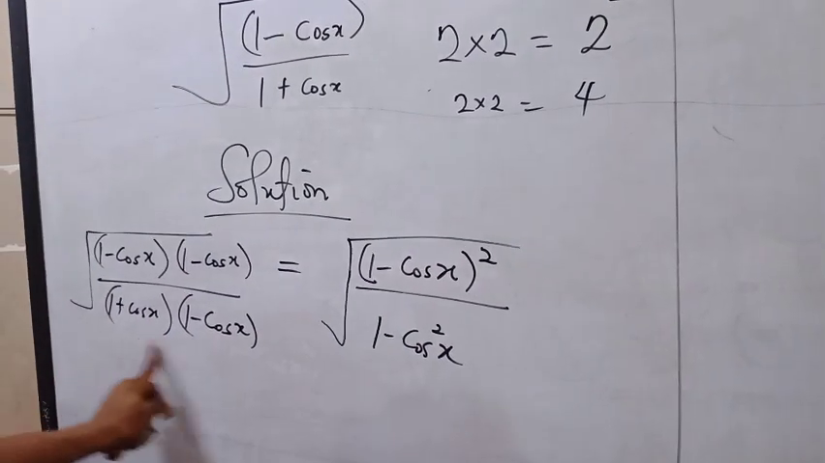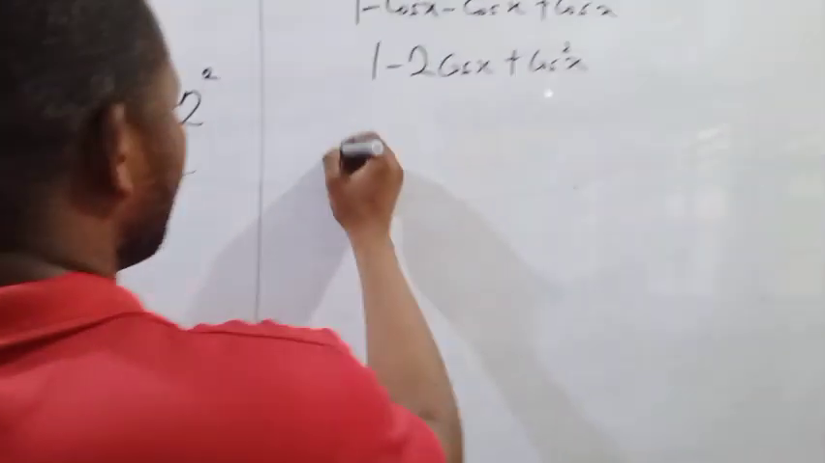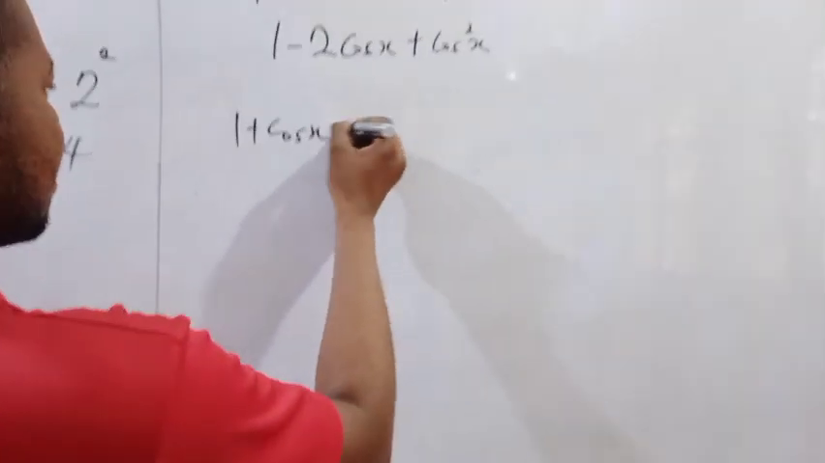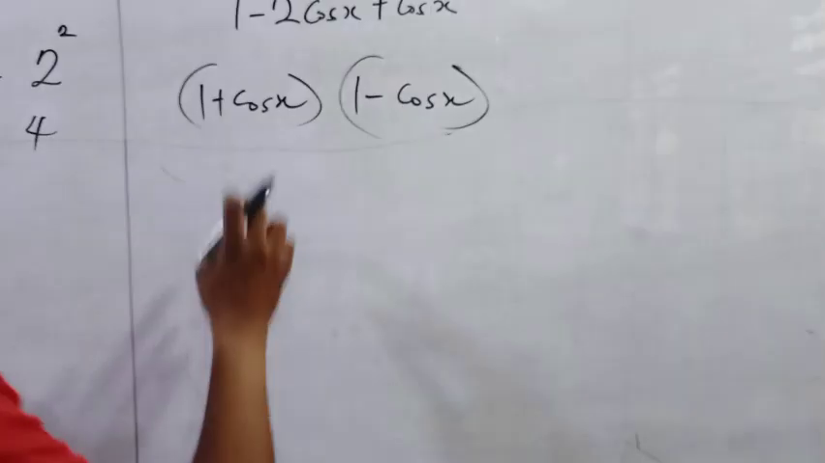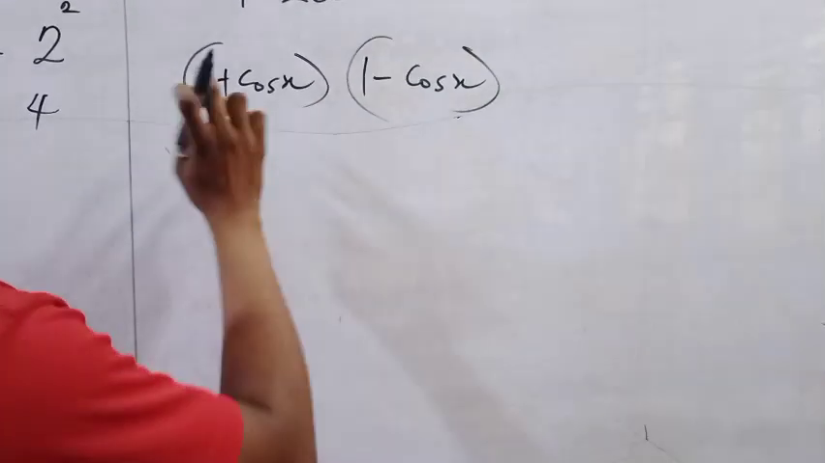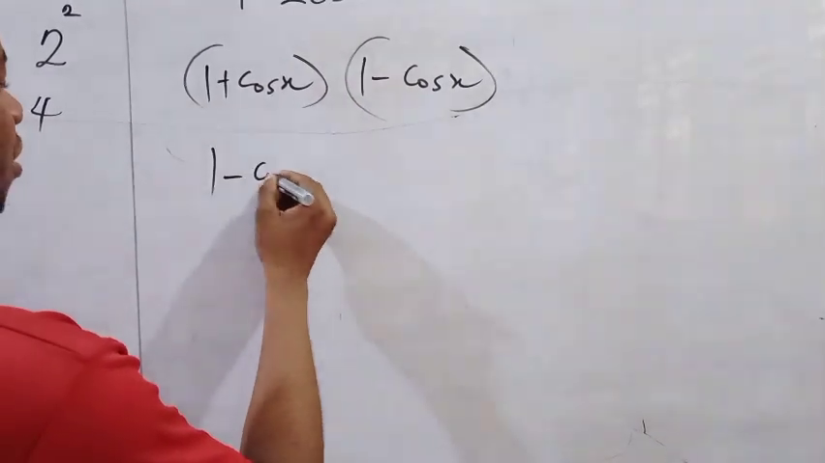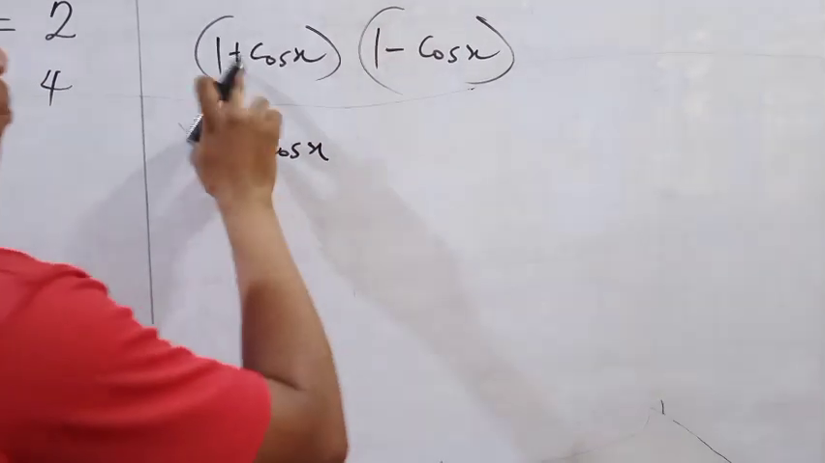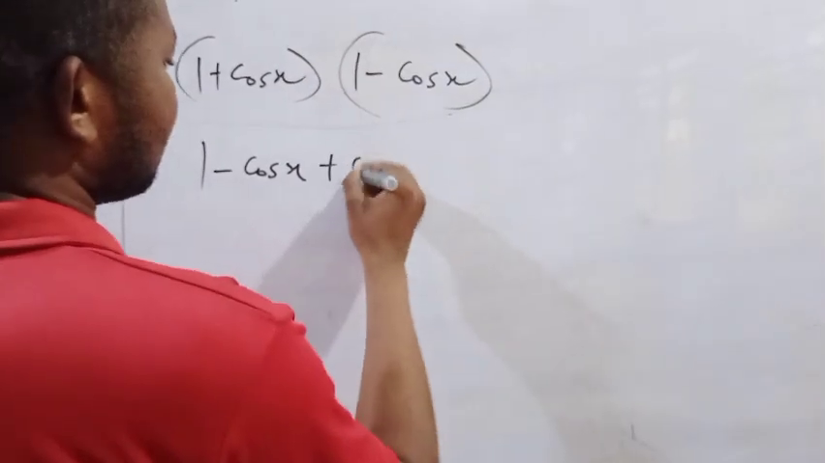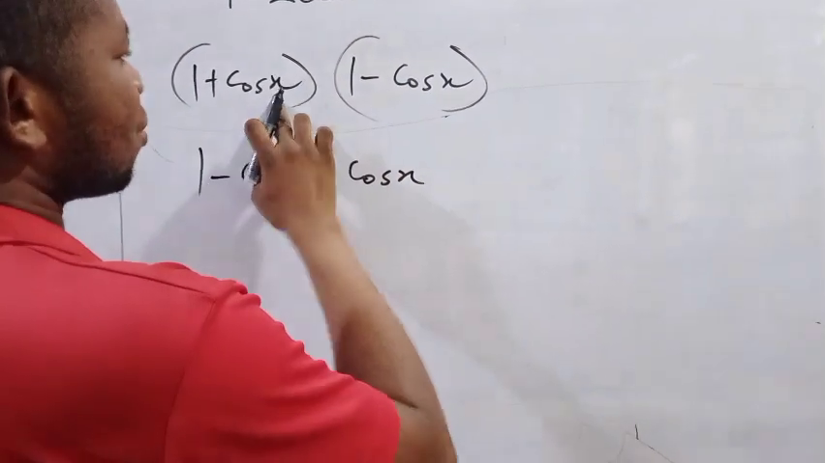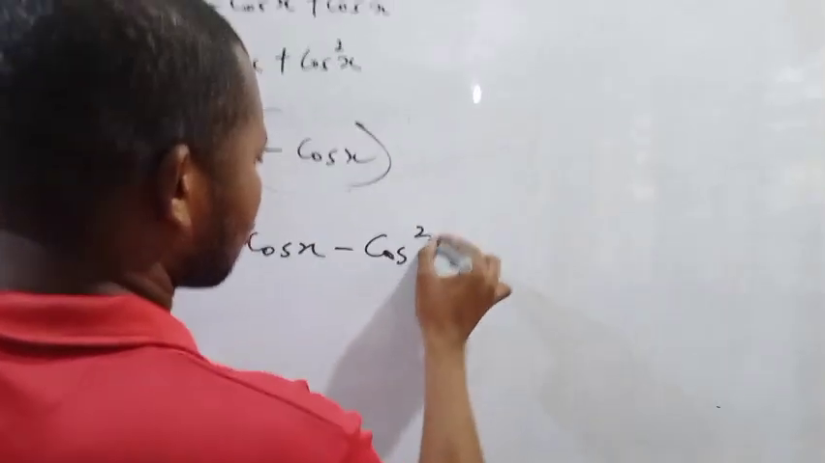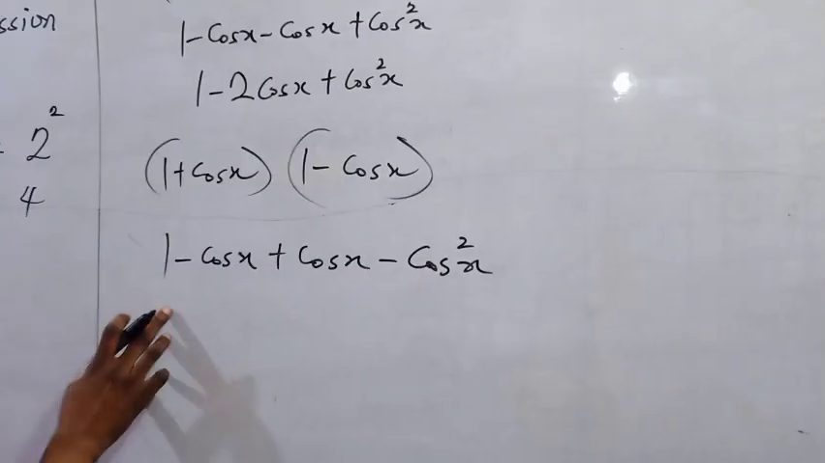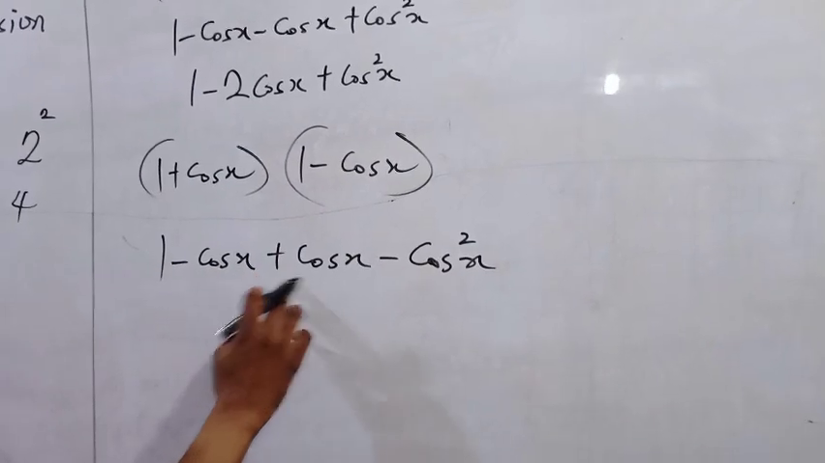Now let me show you why it is 1 minus cos square x. We have 1 plus cos x multiplied by 1 minus cos x. 1 times 1 gives me 1. 1 times minus cos x gives me minus cos x. Plus cos x times 1 gives me plus cos x. Plus cos x times minus cos x gives me minus cos square x. So you can find that this is minus cos x, this is plus cos x.